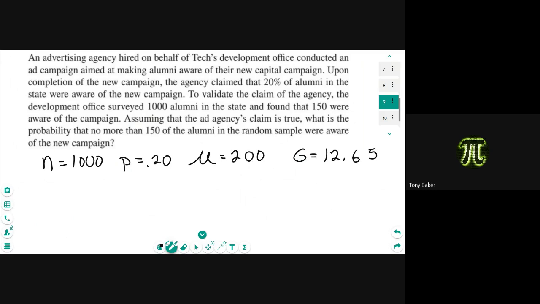Why would it be 0.20 and not 0.15? Because they claimed that it was 20%, but what they actually found was that only 150. So, because their claim is that 20% knew. And that's what you're trying to show. You're trying to show whether that claim is true.